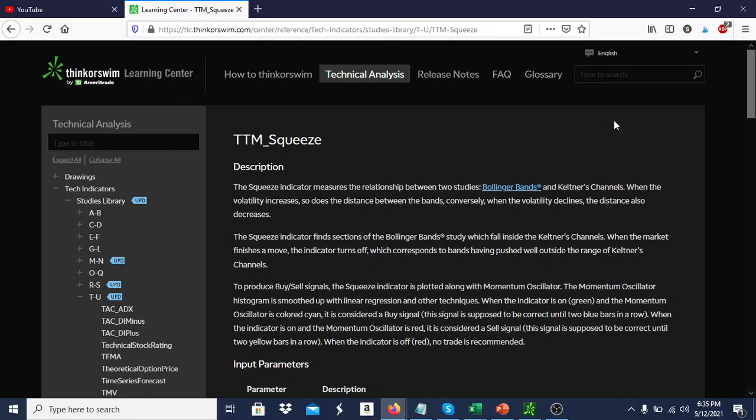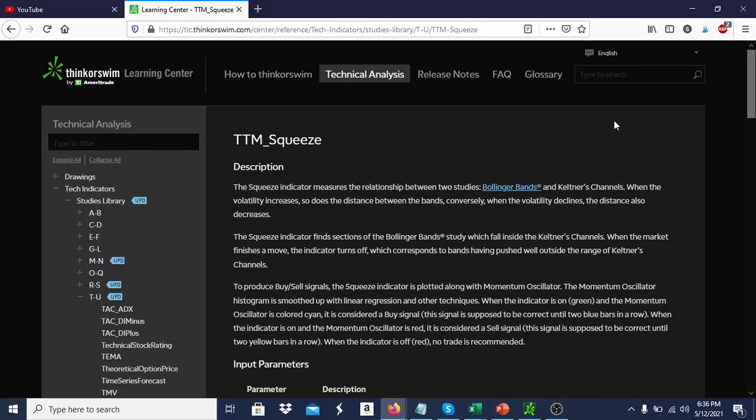So last year I was introduced to a concept called the TTM squeeze. I'd heard about it over the years. I've been trading for a while now, but I had never used it because I've not really been a huge fan of a lot of indicators. Usually I just prefer to use momentum, price action, and volume. But I've started to use the TTM squeeze and I found it to be pretty useful.